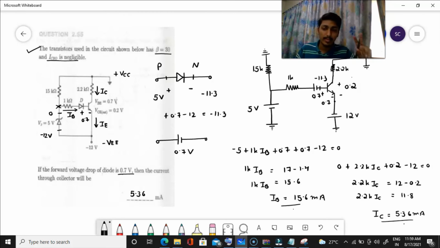So there are two traps here. Firstly, we check that the diode is in forward bias, and secondly, that the transistor is in the saturation region, not the active region. If we solve with the active region, the current comes out to be 468 milliamps, which is a very large value compared to the saturation result, so it is not acceptable. So we take the saturation voltage as 0.2 volts, solve, and finally get 5.36 milliamperes as the collector current.